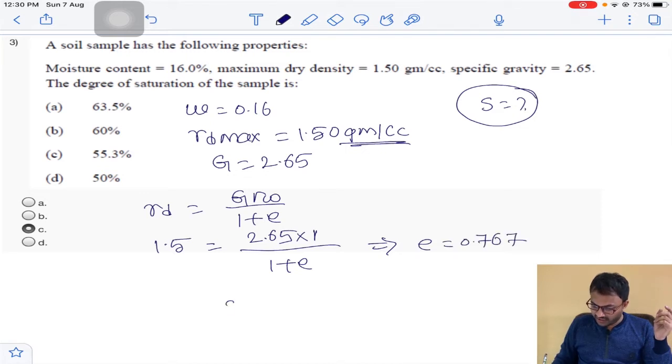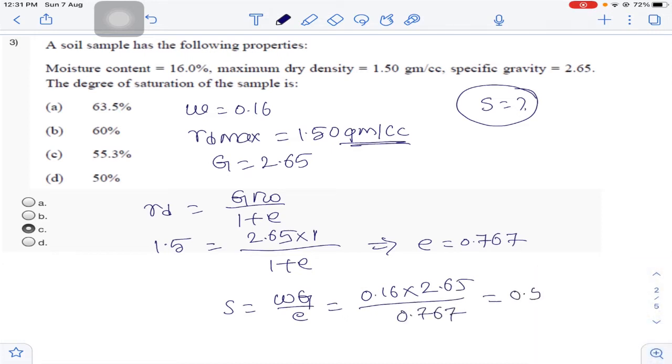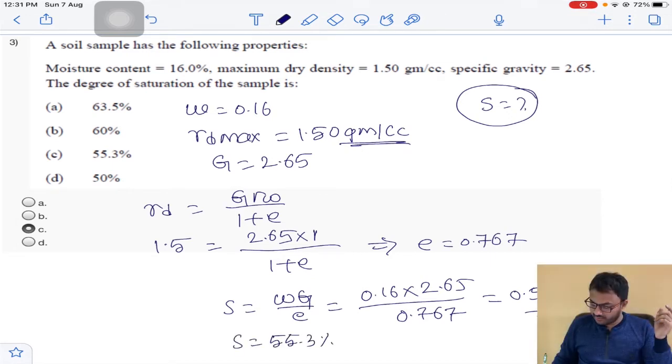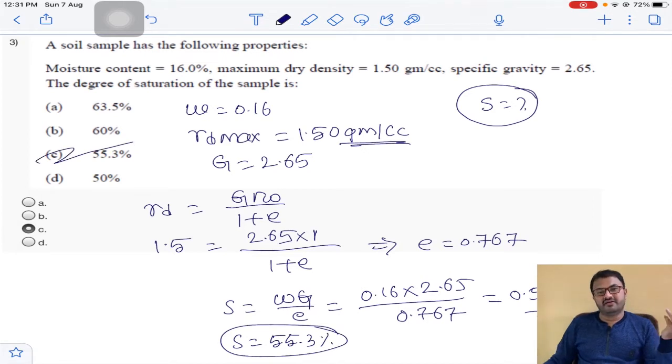We know one more formula, degree of saturation S is equal to wG by e. w is 0.16, G is equal to 2.65, and e is equal to 0.76. You will get 0.553. So the degree of saturation S is equal to 55.3%. Answer C. Simple questions, all these are.